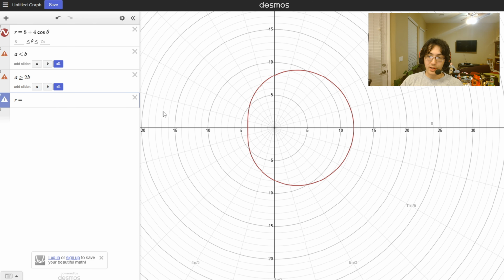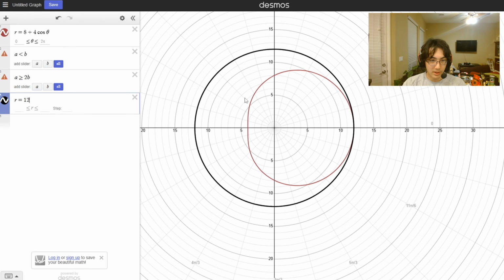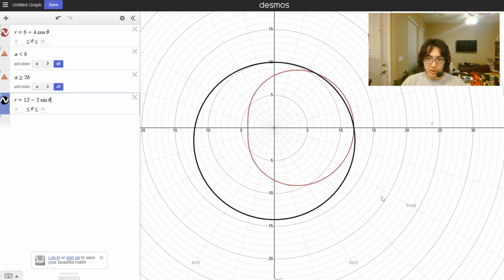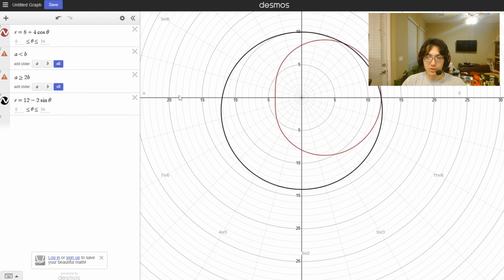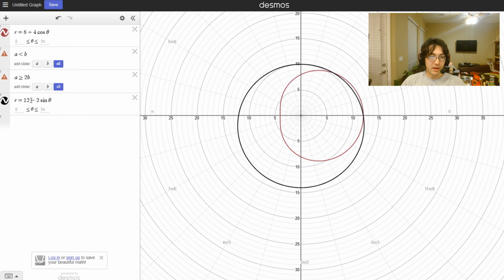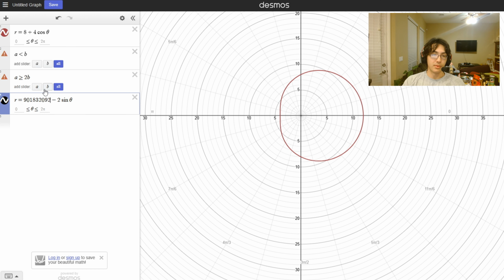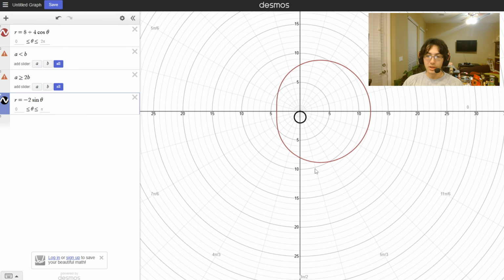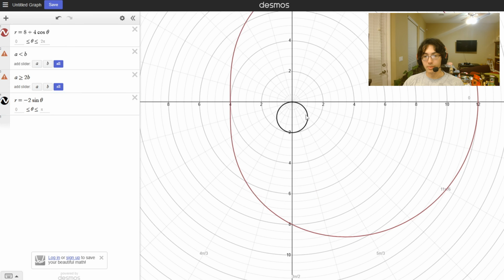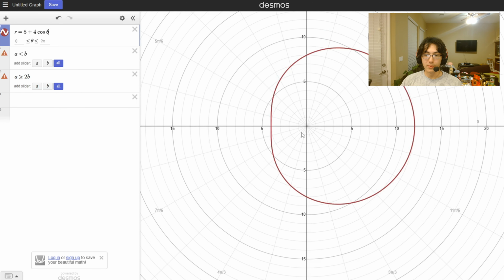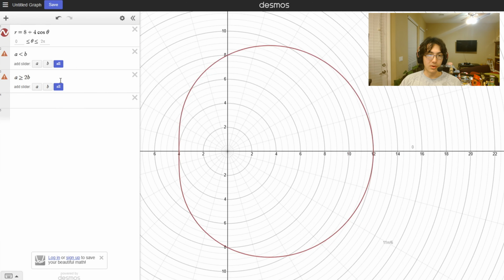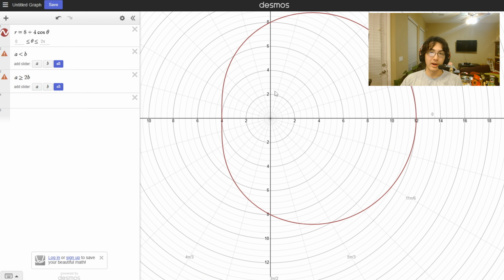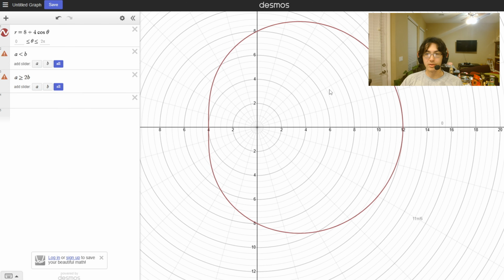So we can take a look at another example here, 12 minus 2 sine theta. You'll notice that it's almost a full circle, but not quite. No matter how much this value increases, it'll never become a full circle, never. As it approaches infinity, it'll almost reach a full circle, but theoretically it never will. So yeah, that's all you really need to know for convex limacons. More or less just a more far out version of the dimpled limacon from earlier.